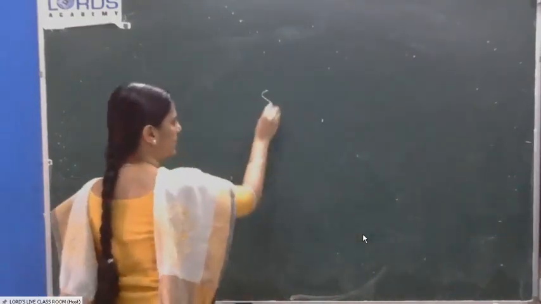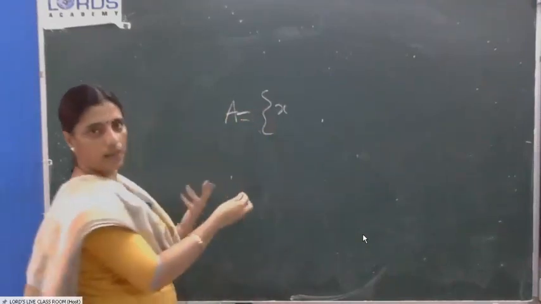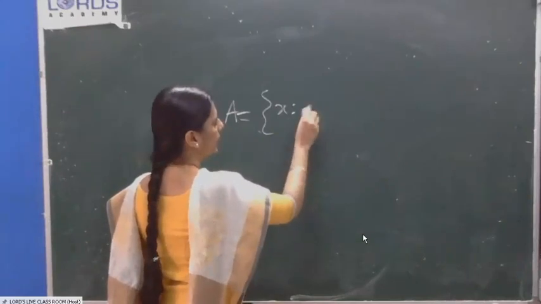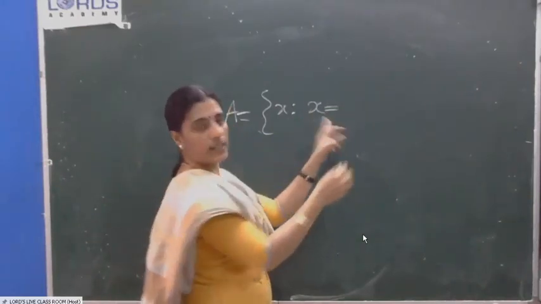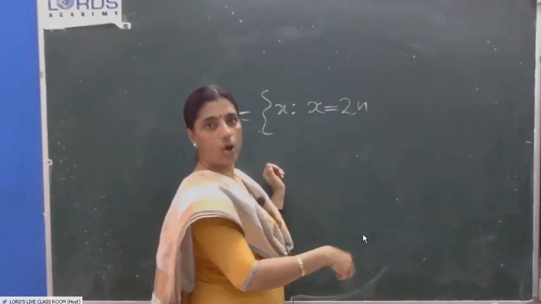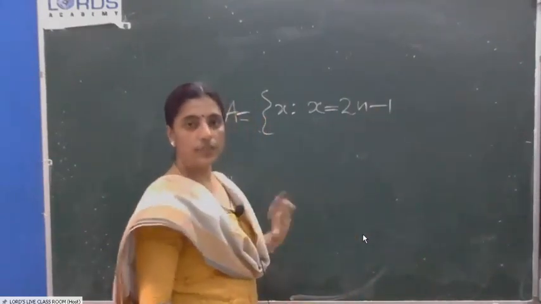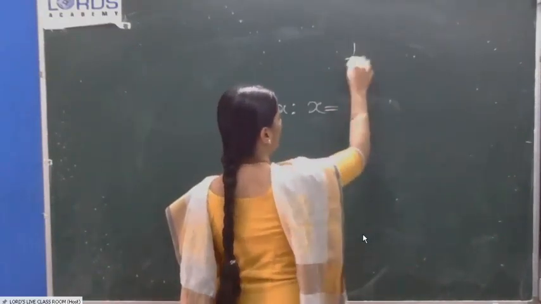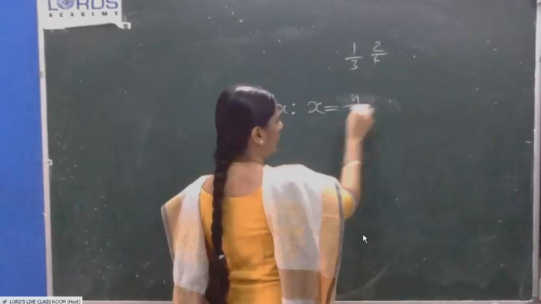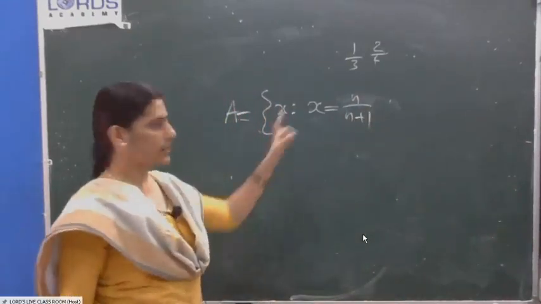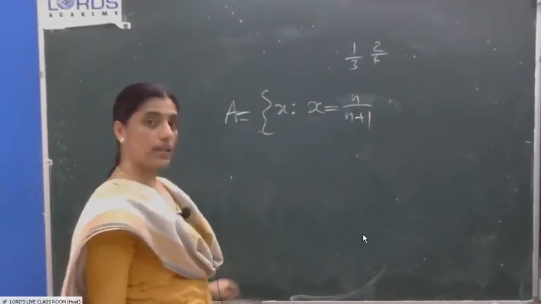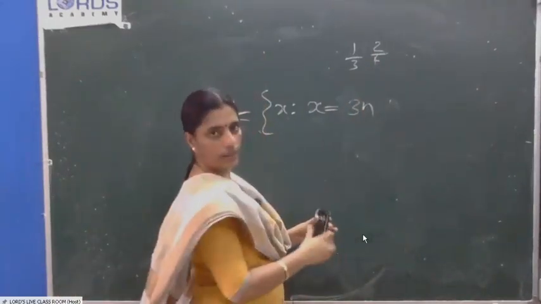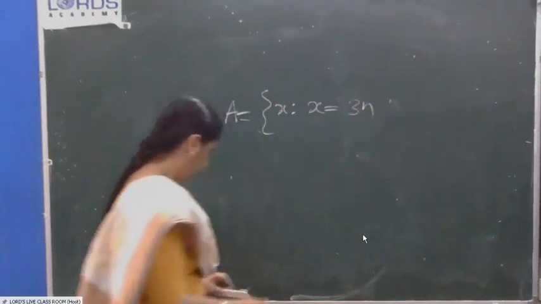First we will start like this. You have to name it as A or B or something. X such that, now X, its form. If it is an even number, you will write 2n. If it is an odd number, you will write 2n minus 1. If it is something else, like 1 by 3, 2 by 4, you will write n by n plus 1, that we will study. Some form will be there for this. If it is a multiple of 3, you will write 3n. That is the specialty.